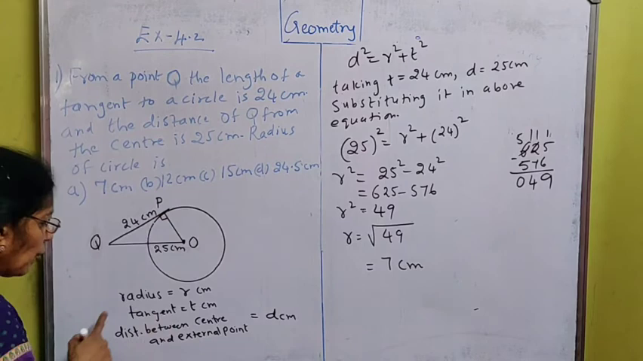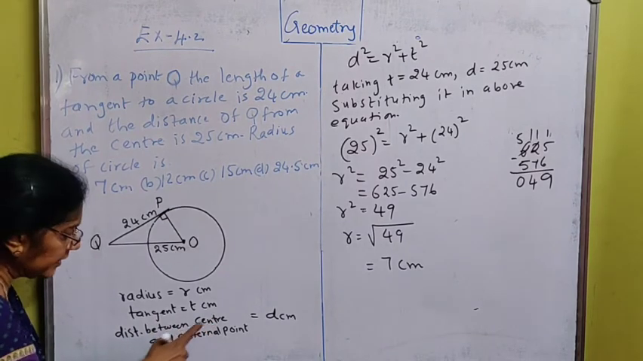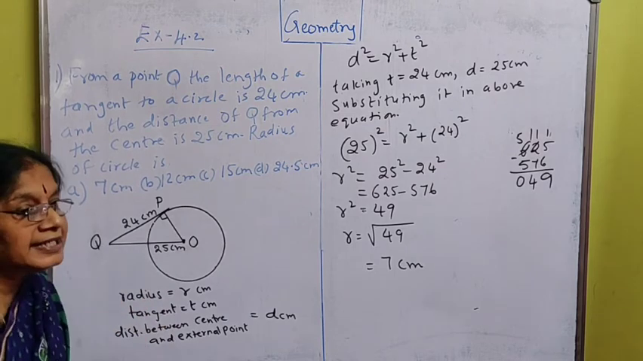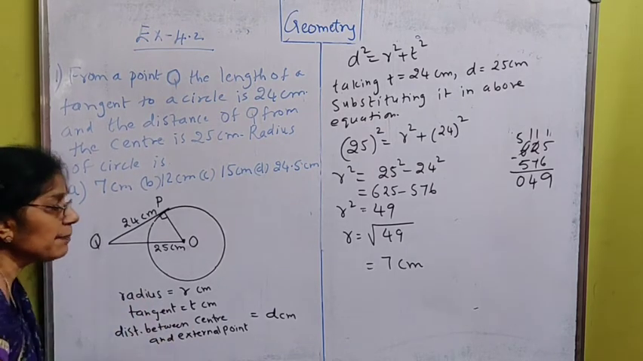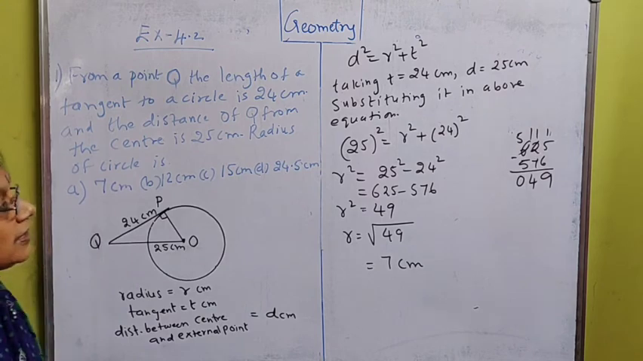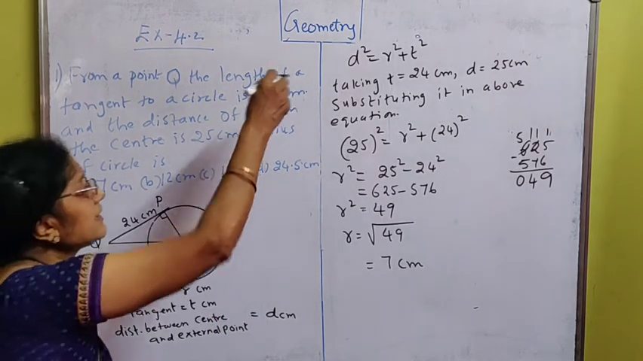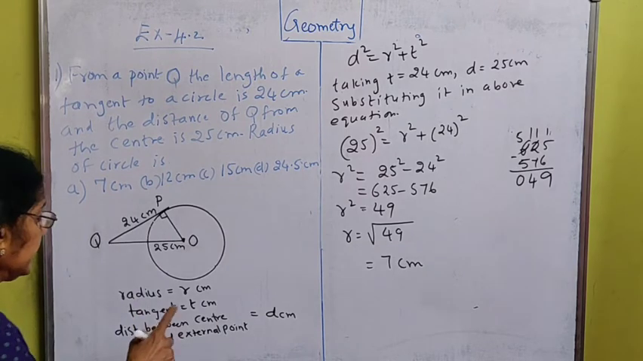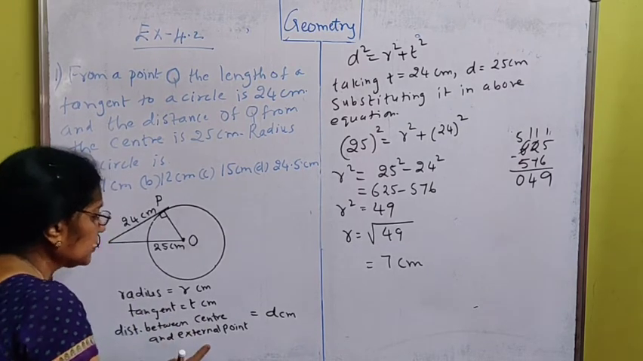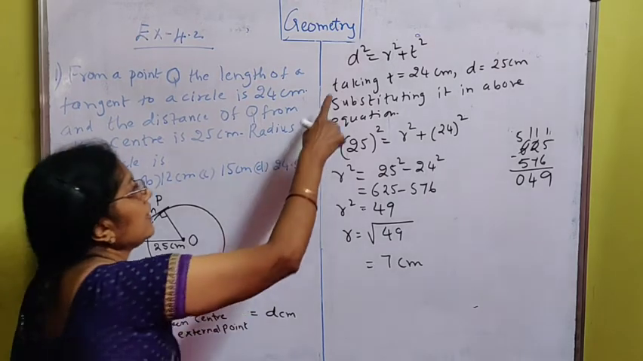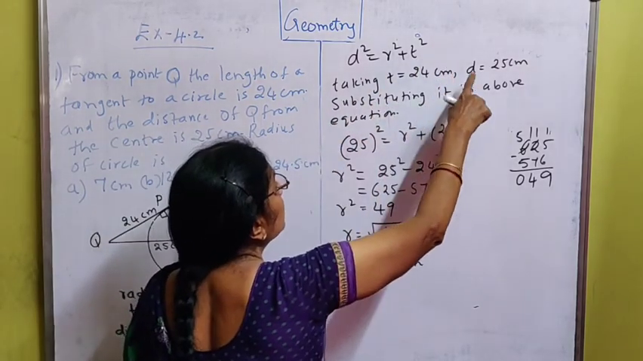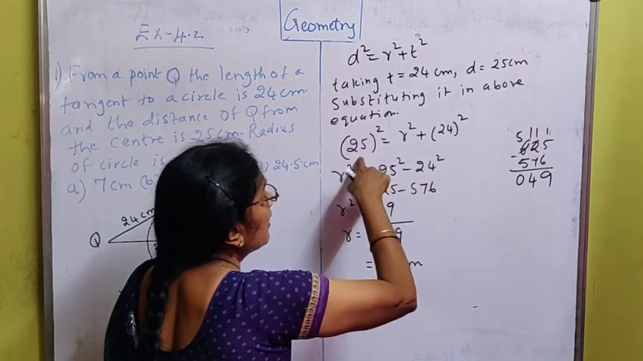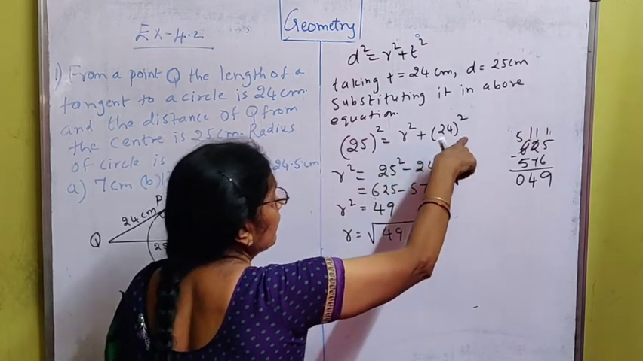What is d? Small d represents the distance between center and external point. What does r represent? The radius of the circle. What does t represent? The tangent of the circle. So we took the same formula, d square is equal to r square plus t square. t value is given, d value is given, I have to find out r. So I have taken t is equal to 24 centimeter, d is equal to 25 centimeter, substituting it in the above equation: 25 square is equal to r square plus 24 square.